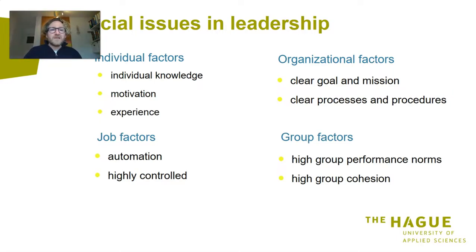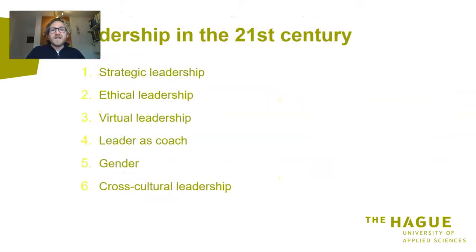Then in the 21st century we have some special items for leadership. So strategic leadership. A strategic leader has the ability to understand the complexity of both the organization and the environment. So they can oversee everything at a strategic level. Not all strategic leaders know what to do on an operational level.